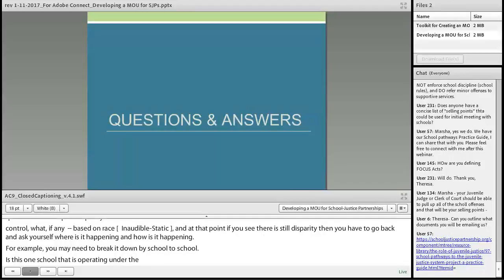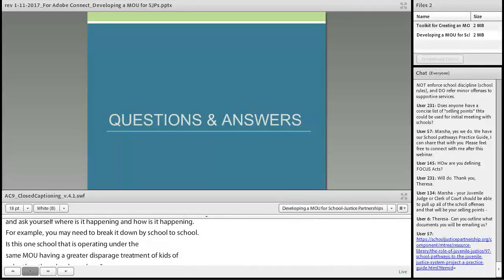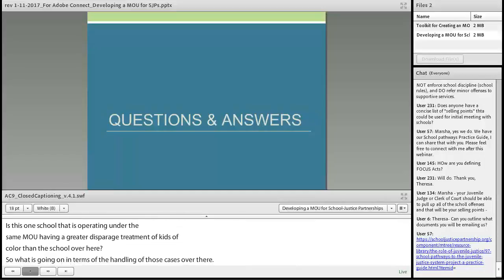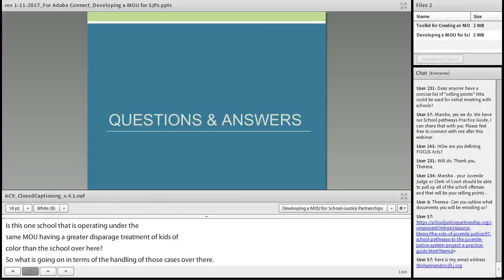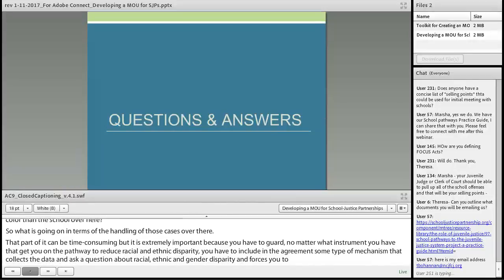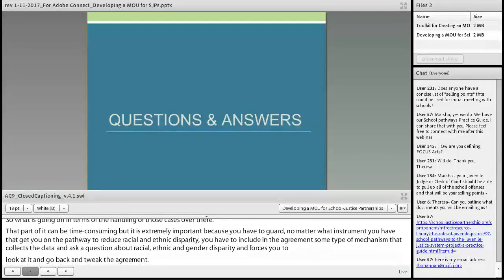So that part of it can be time-consuming, but it's extremely important, because no matter what instrument you have that gets you on this pathway to reduce racial and ethnic disparity, you have to include in the agreement some type of mechanism that collects the data, asks the question about racial, ethnic, and gender disparity, and forces you to look at it and go back and tweak the agreement. Or it may not be the agreement. It may likely be operator error that requires more training, because you've identified that one school has higher disparate treatment than another, and it comes down to the personalities in that school.